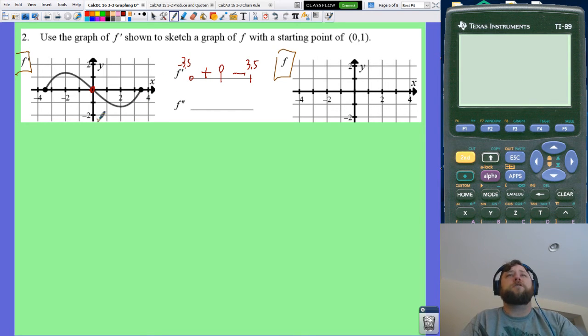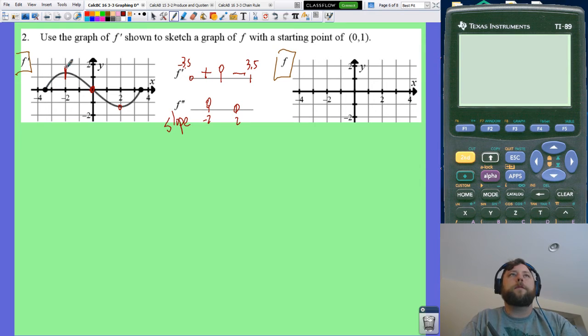Now, what's the second derivative going to look like? Now, the second derivative, this is the first derivative. So the second derivative is going to be the slope of the first derivative. We're not talking about the concavity of this graph. We're talking about the slope of this graph. So from here to about negative 2, it's going to be 0. And at positive 2, it's also going to be 0.